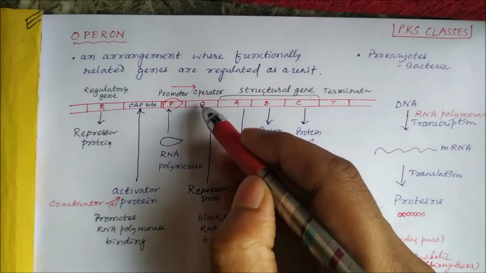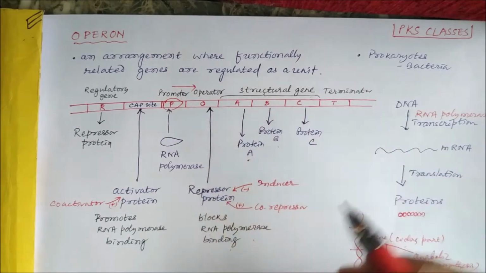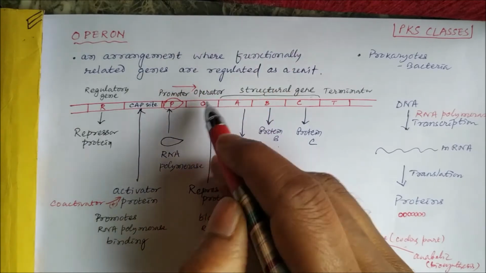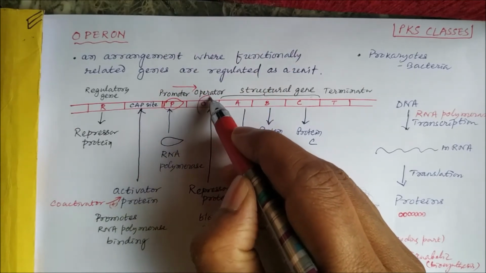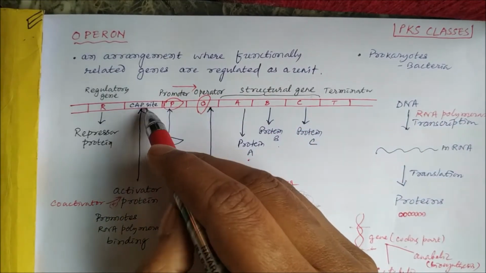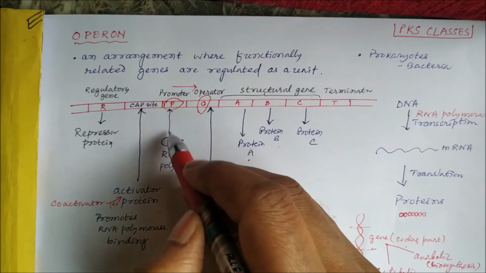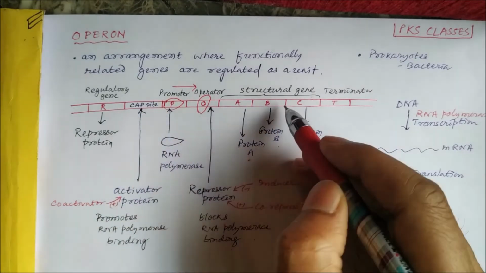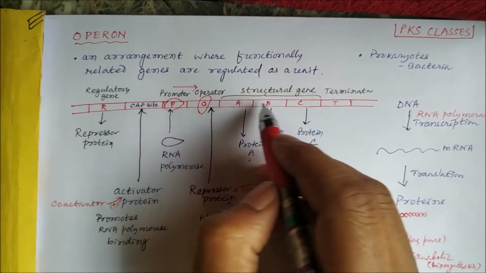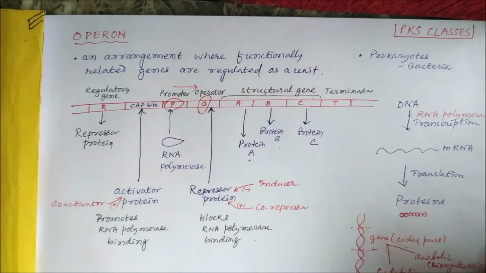And if something will be an obstacle here at the operator site, then RNA polymerase cannot move, so there will be no protein synthesis. And who is that? This repressor protein. Repressor protein can bind to the operator site and block. Suppose something blocks here, so this movement cannot be there. And activator protein will bind here, so that it will facilitate the binding of RNA polymerase, and that will cause gene expression. So two things can be there, either there will be gene expression or there will be no gene expression. So gene will be on or gene will be off.